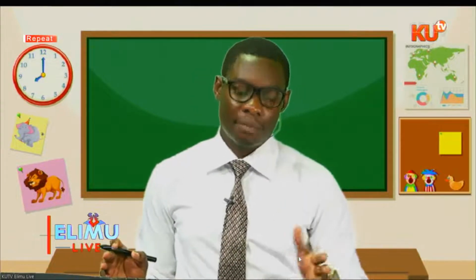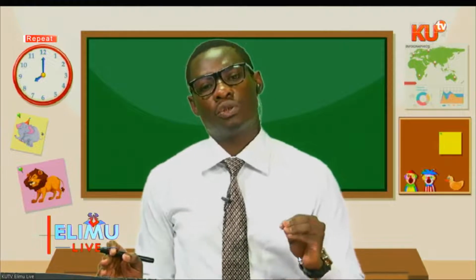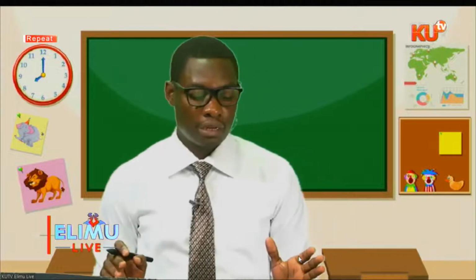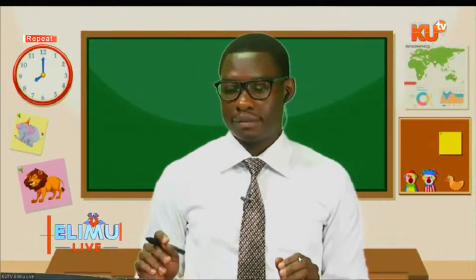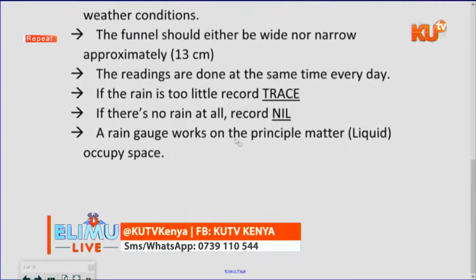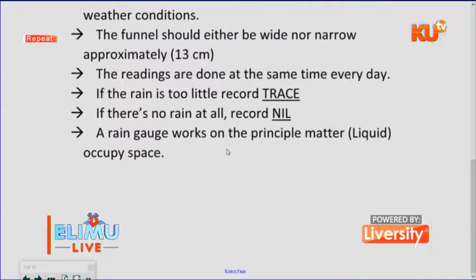So when such happens, when there is too little rain, such that the recordings are too small, you record trace. If the rain is too little, you record the word trace, and it's written in capital. Whereas if there is no rain at all, then you record nil.